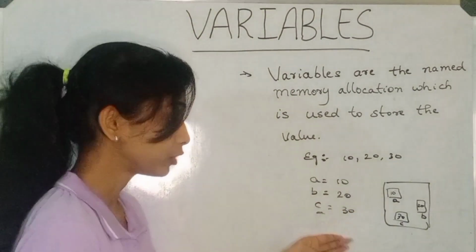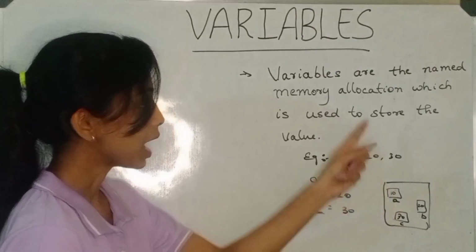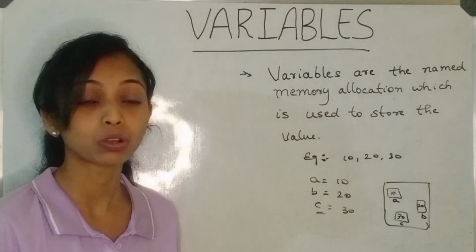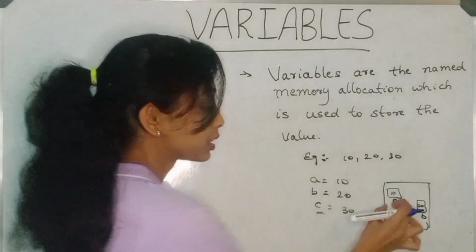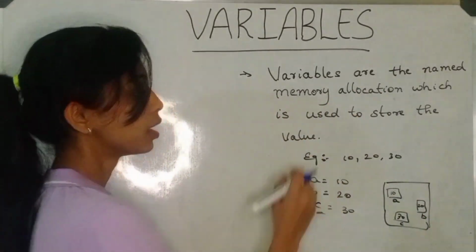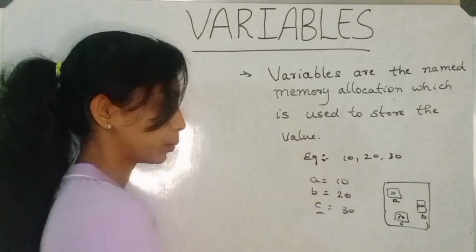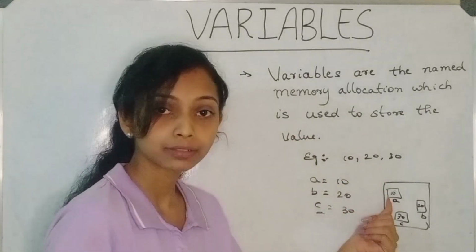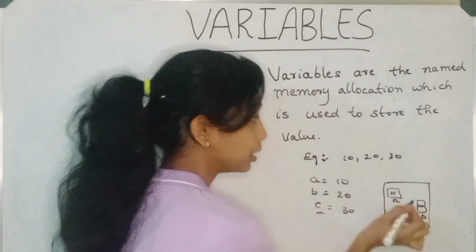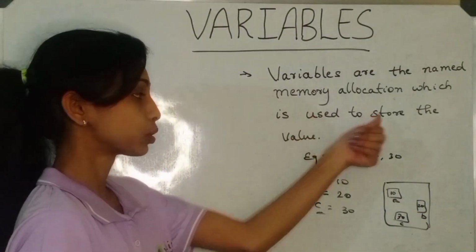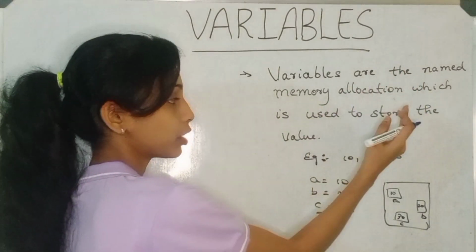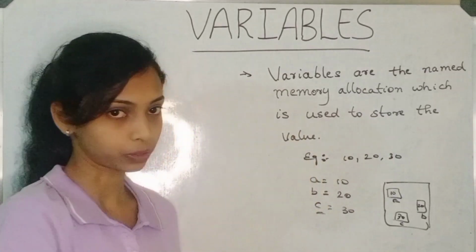So we can definitely tell variables are the named memory locations. Why do we call it a named memory location? Because we are giving a name to some memory. That is why we call it a named memory allocation, which is used to store the value. We are storing the value inside a variable. Definitely yes, we are storing the value 10 inside a variable. So we tell it is used to store the values. So finally, variables are the named memory locations which are used to store the values.